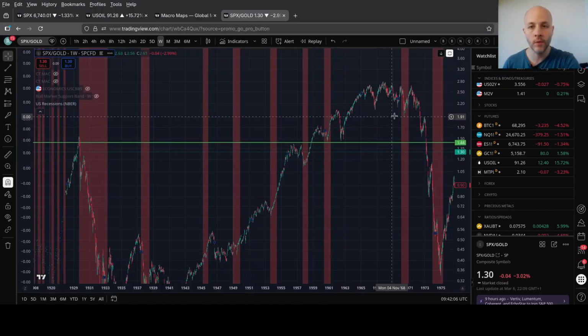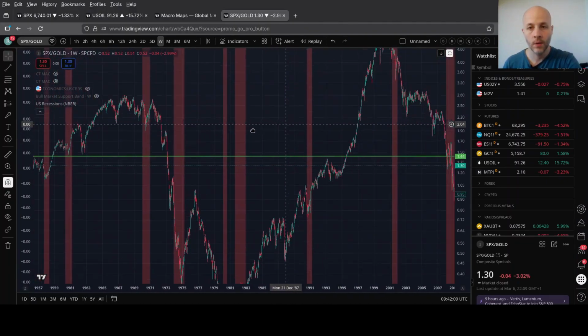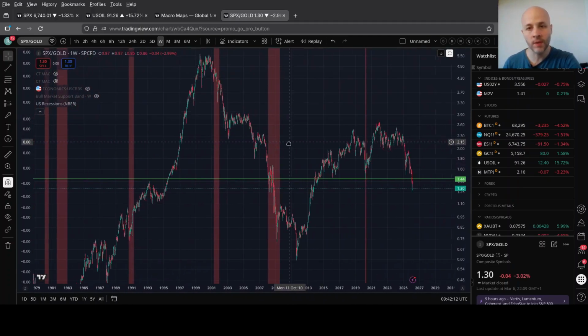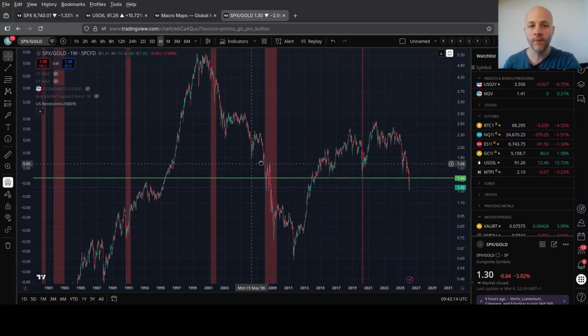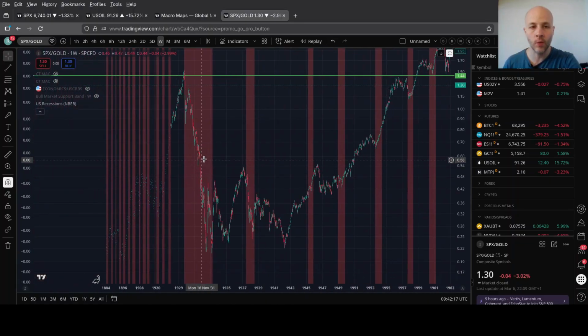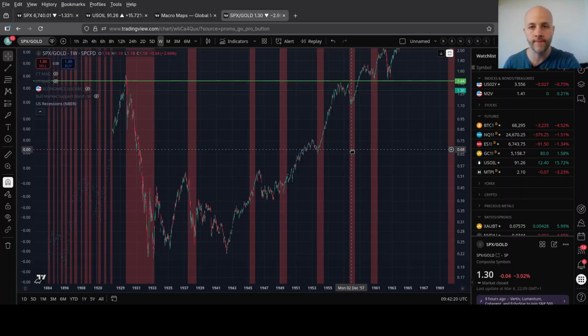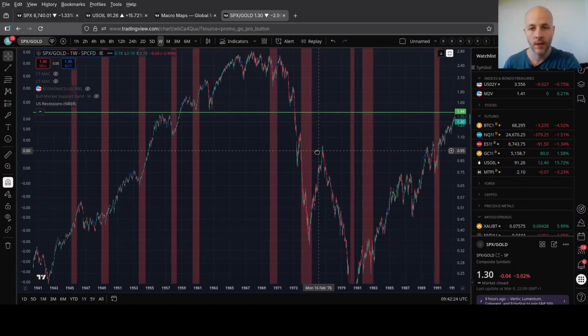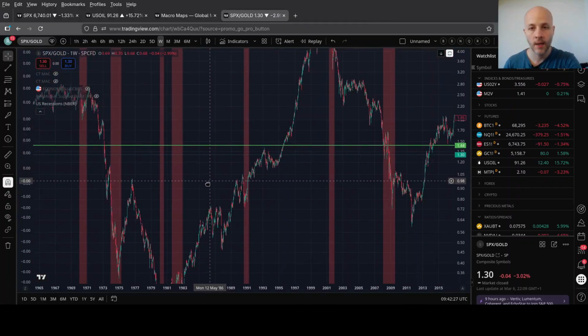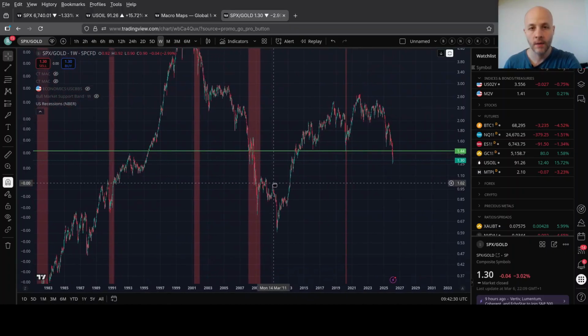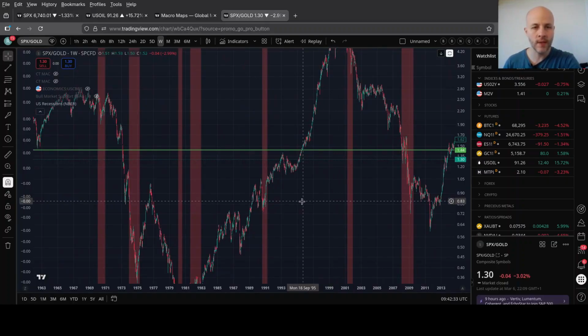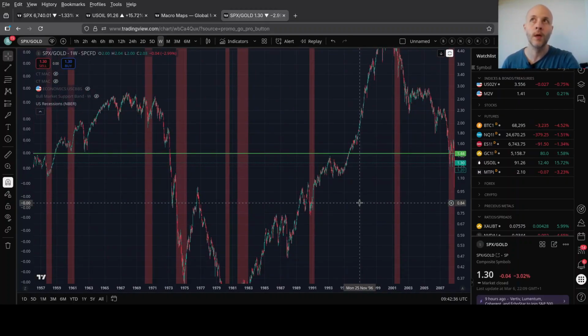So 1, 2, 3, and really this one doesn't count, and 4. There's only been 4 since the Great Recession. 1, 2, 3, 4, 5, 6, 7, 8, 9, 10. So out of the 14 times there's been recessions, 4 of them have been above that support level, and 10 of the recessions have been under this resistance level.